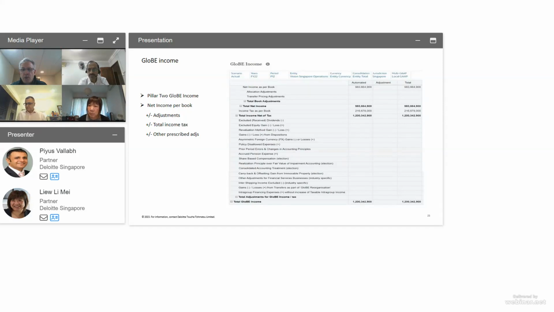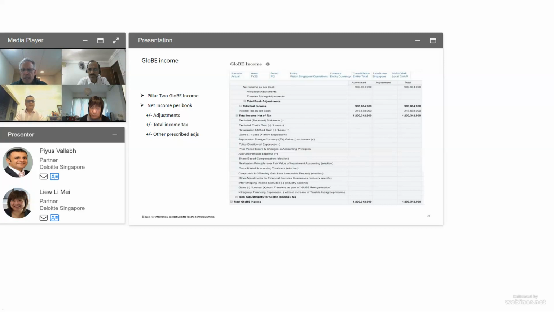In fact, in this example, we have two entities, a Vision Singapore entity that we'll see a little later in the template. We also capture the currency, the consolidation, the jurisdiction. The jurisdiction is key to capturing the country level, and then also the multi-GAAP. So in this case, we're exposing the local GAAP. In the globe income, there is an automated column where we're automating data, for instance, the net income per books, and then we're also automating the income tax expense as well.